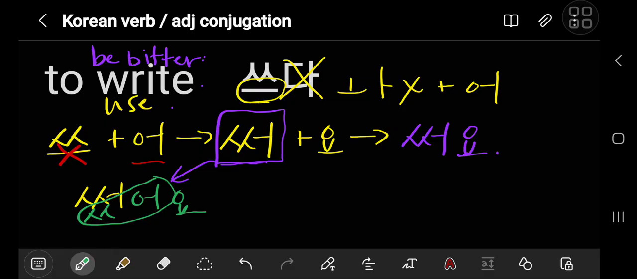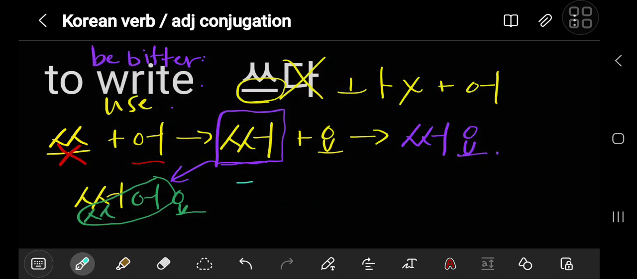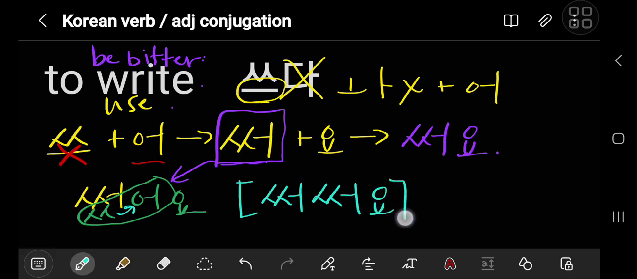So we have the so. Yeah, the pronunciation. Let's look at the pronunciation of this. Ooh. So in our brackets, we have so, but because this guy jumps up here, it becomes also so. Ooh, yo. That means I did write, I did use. It was bitter. So 썼어요, 썼어요.